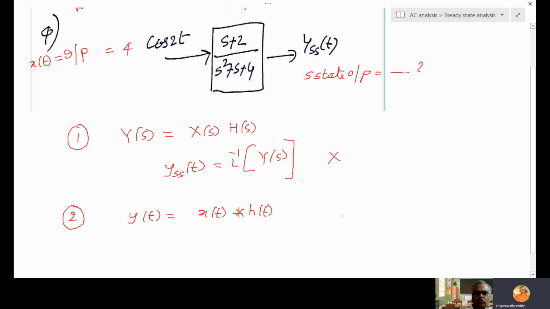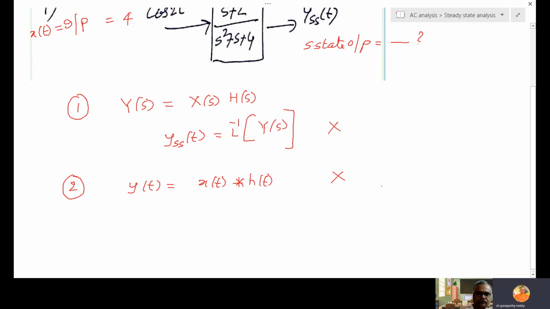But this technique also we can't apply here. It takes more time. Why does it take more time? This h of t is a damped sinusoidal and x of t is a periodic trigonometric function, and finding the time domain convolution is not a simple task. So it takes more time. Therefore, these two methods I am not using.